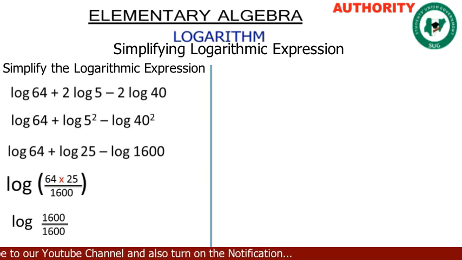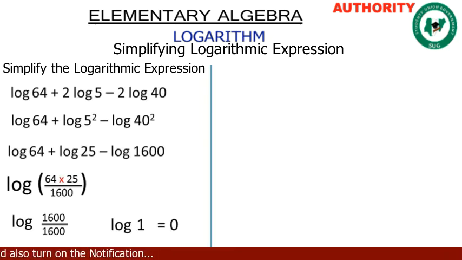So 1600 divided by 1600 will give you 1. So we have log 1, and then log 1 is equal to 0. Therefore, the simplification of the logarithmic expression log 64 plus 2 log 5 minus 2 log 40 is equal to 0.